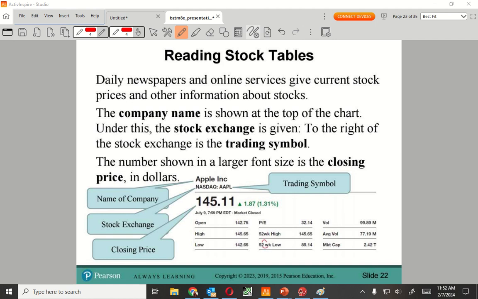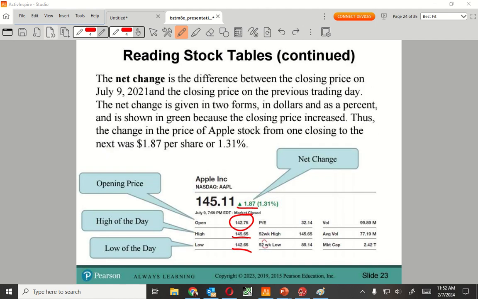Okay, the closing price would be here. So the closing price on this current day, right here. So the market closed at that. Next thing, right here, we're going to have the opening price. So it opened right here. That means that's how much I started with on this day. During the same day, it went up to 145.65. The low of the day, the lowest price that it was trading for, was 142.65.